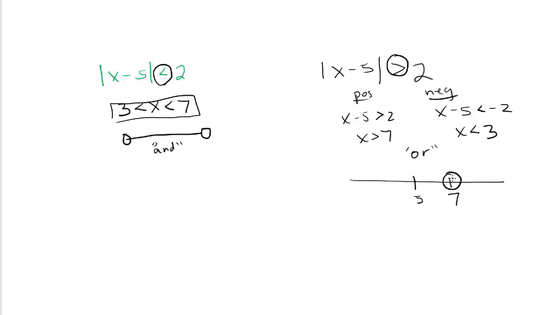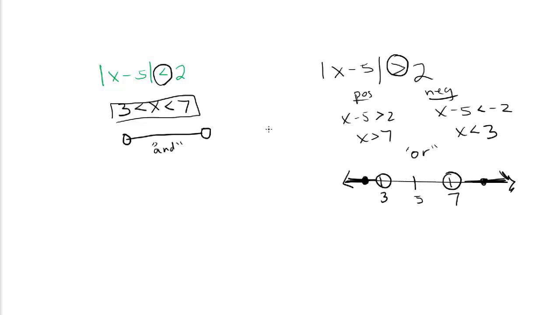That's 7, or not including 7, but greater than 7, so everything to the right is 7, and greater than a distance of 2 down from 5, which would be 3, everything less than 3. This was our OR condition. In other words, a point in the solution set here cannot also, and, be in the solution set up here. It's one or the other. So the only way to make it a true statement is with our OR condition.